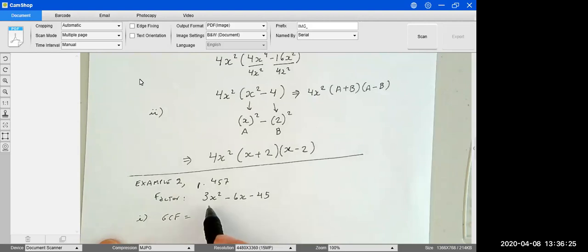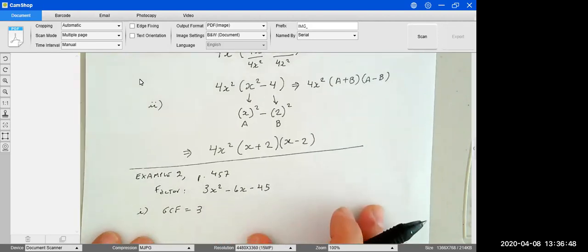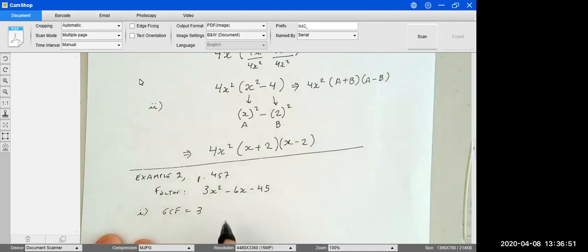So in this case, for coefficients, you can see that 3 can divide 3, can divide 6, and can divide 45 evenly. And that's it, because x, the variable, doesn't appear in the last term. So to have the x as a greatest common factor, you have to have x in every term. So this is the greatest common factor. There are no variables involved in this case. So let's factor out the greatest common factor. I'm going to write 3 outside of parentheses. Then I'm going to write 3x squared over 3 minus 6x over 3 minus 45 over 3.